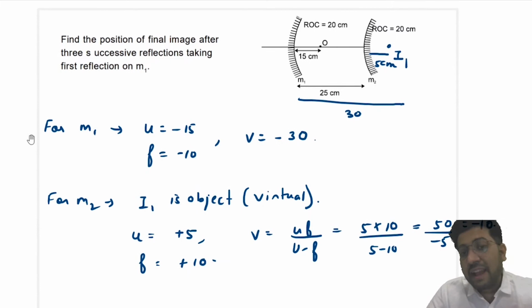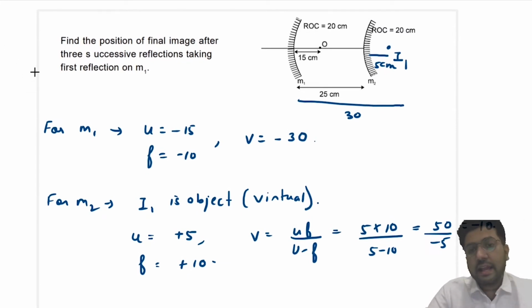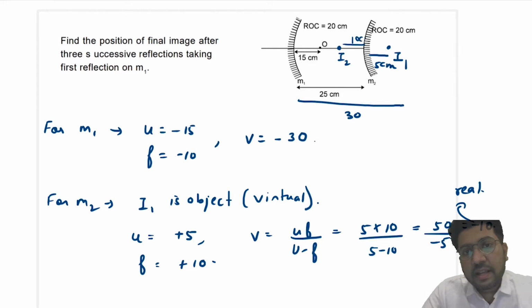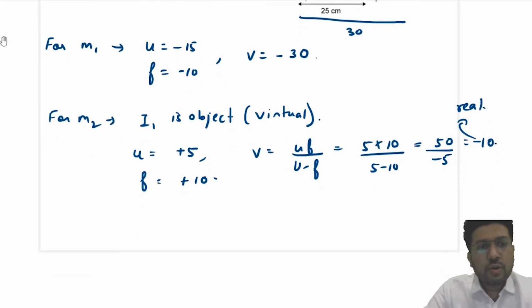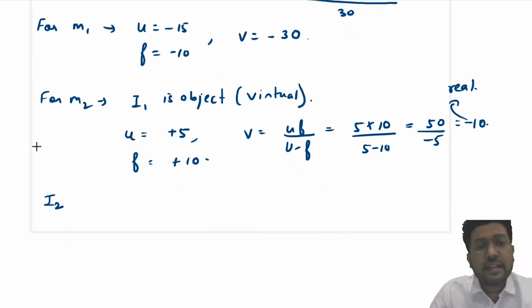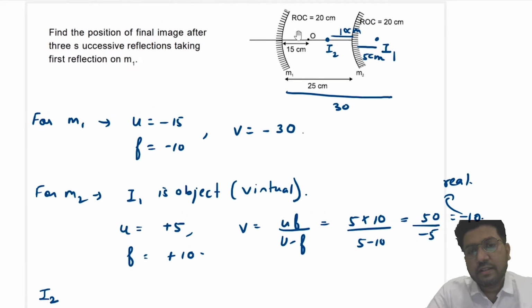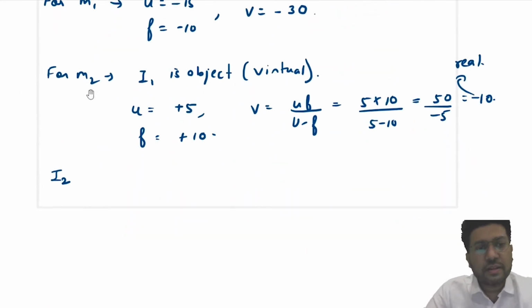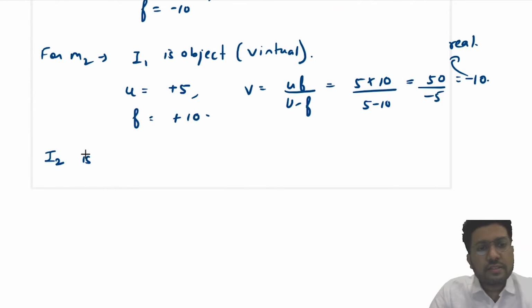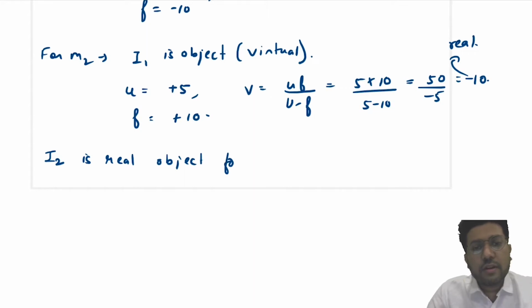Minus means front, and that means real. So the image is real. The image is formed at minus 10, that means here. So this is I2. But again this I2 acts as an object for mirror M1, and it is a real object. Why? Because it is in front of the optical instrument. So I'll write I2 is a real object for mirror 1.